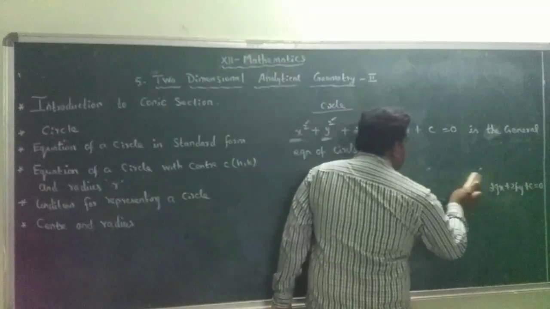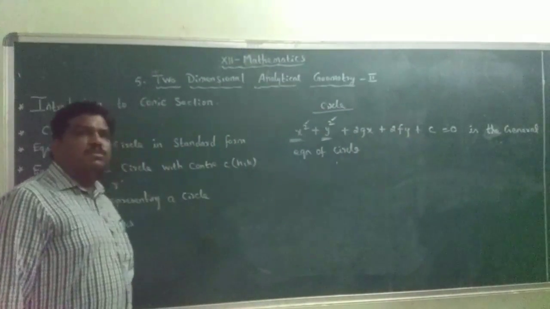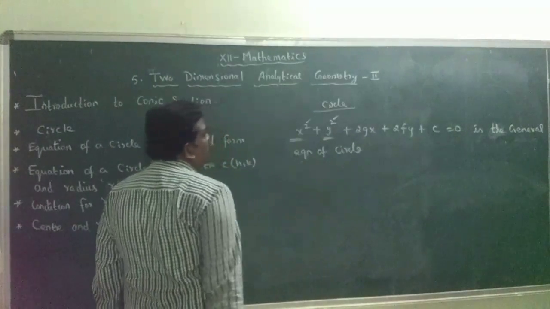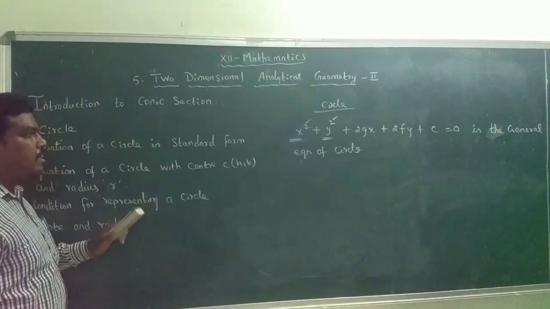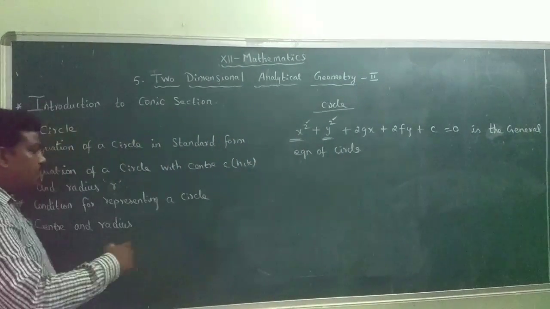The coefficient of x square is equal to the coefficient of y square. The xy term, that means the h term, should be equal to 0. h is equal to 0. These are the three conditions for representing a circle. இப்போ general equation முடிந்தாச்சு. Now going to the next topic.